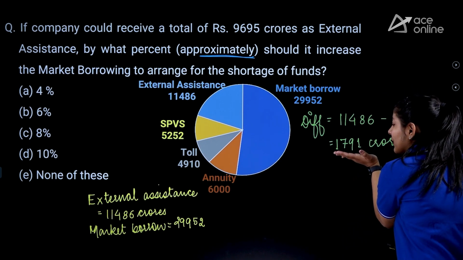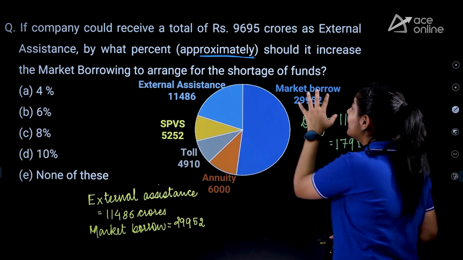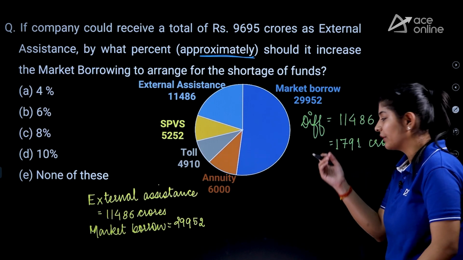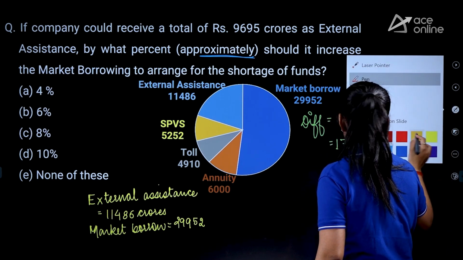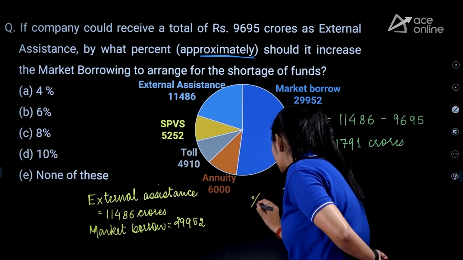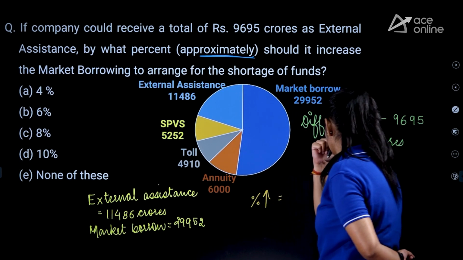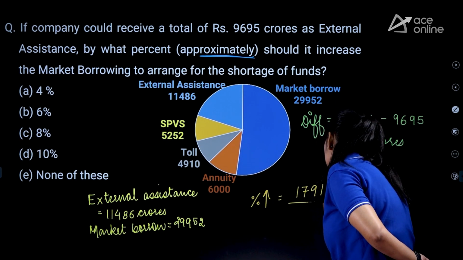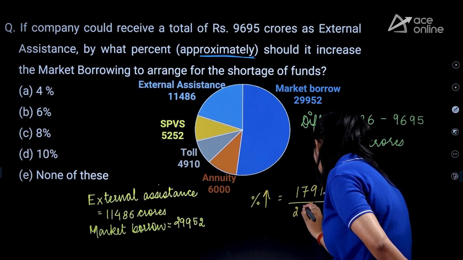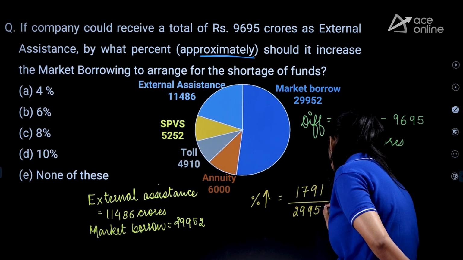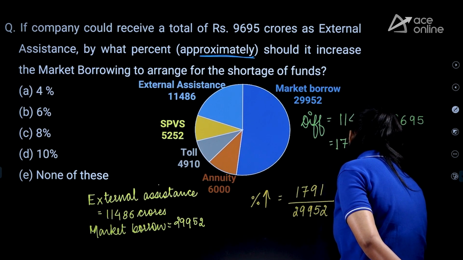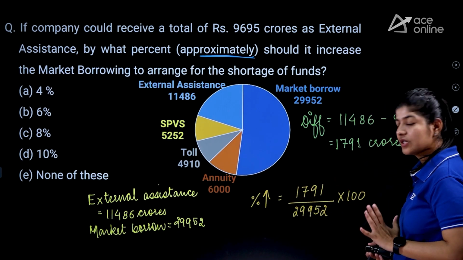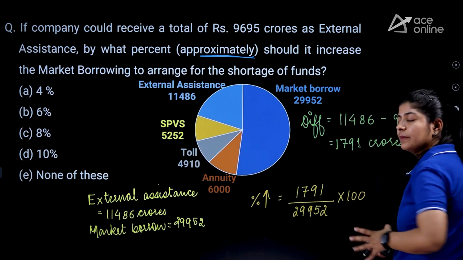So basically, we have to increase that amount on the market borrowing, so that we can identify by what percentage we have to increase it. How will we find that? To find the percentage increase, we take the difference over this value, 29,952, into 100. Why are we multiplying by 100? Because we need to convert our fraction into a percentage.